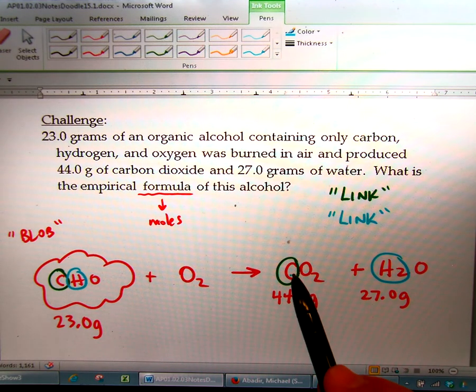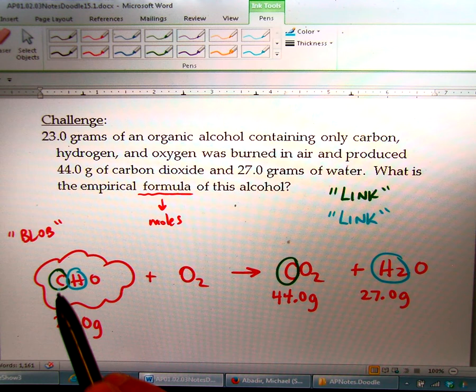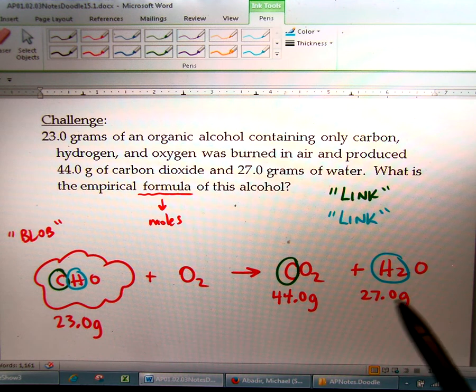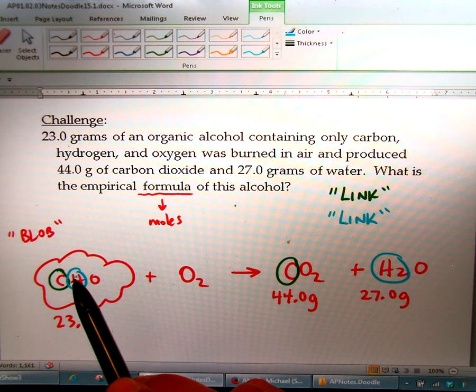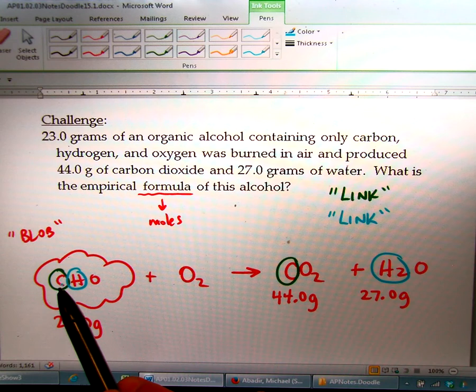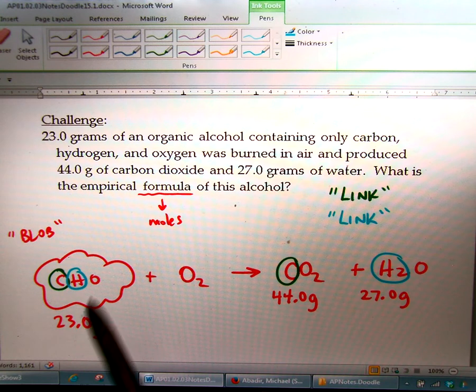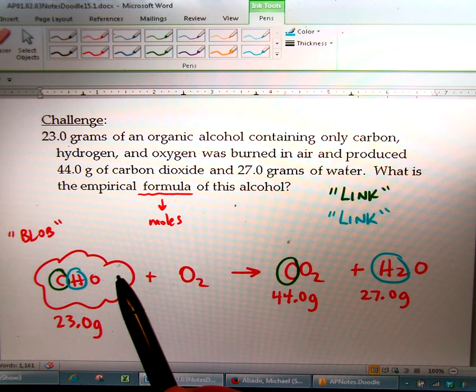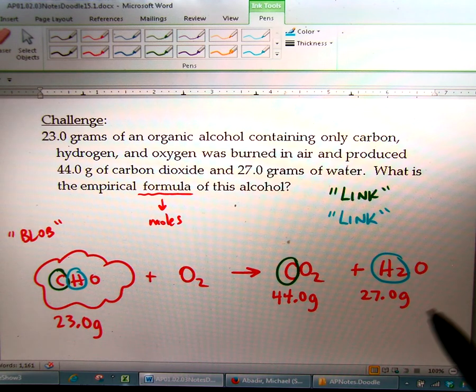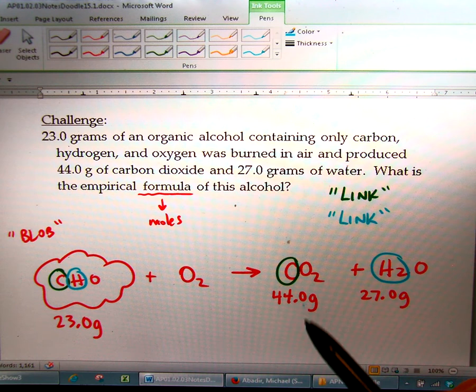So if we find all the carbon in carbon dioxide, that means we know all the carbon in the blob. And if we know all the hydrogen in the water, then we're going to know all the hydrogen in the blob. And of course, if we know the carbon and the hydrogen and we know the total, we can subtract to get the oxygen. So how do we know how much carbon is in 44 grams of carbon dioxide?